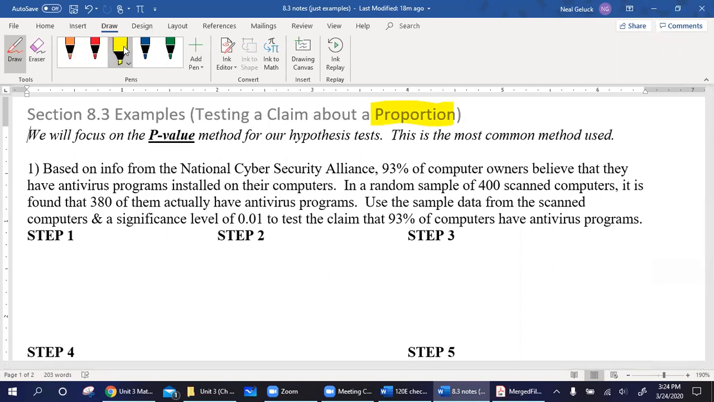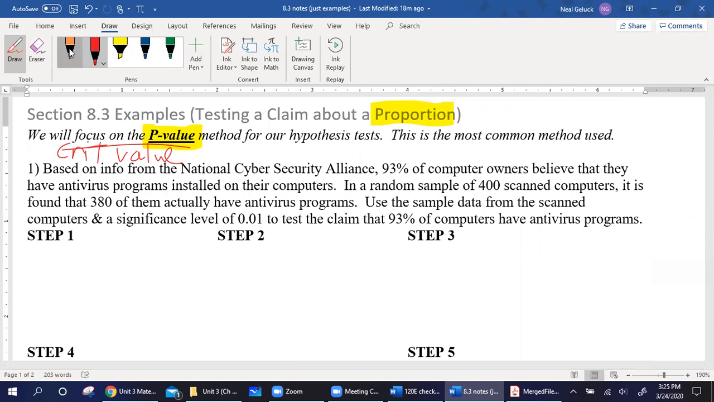We're also going to only focus now on the p-value method on the hypothesis test. So we're not going to worry about that whole critical value thing. We're not going to focus on that for the rest of this chapter. We will revisit critical value in our last unit of the semester. So we're only going to worry about calculating the p-value.